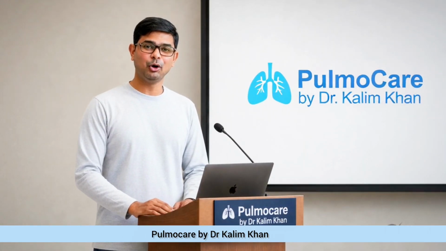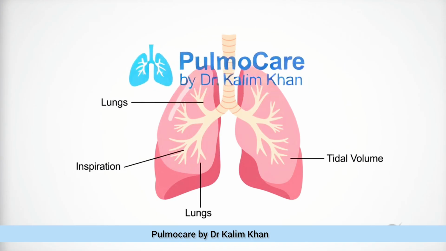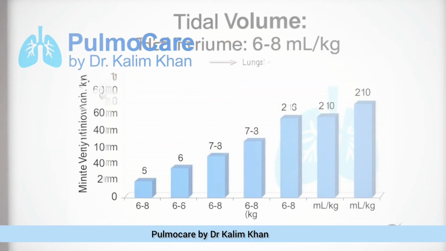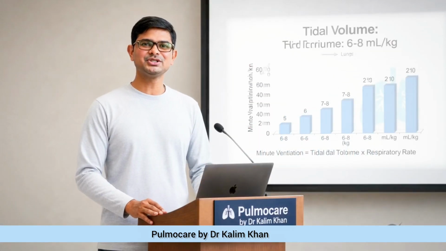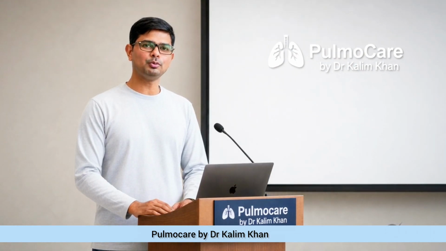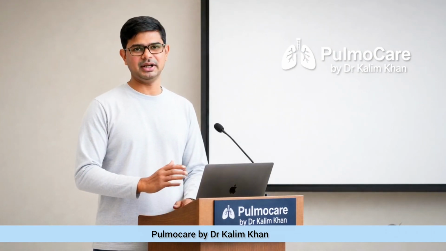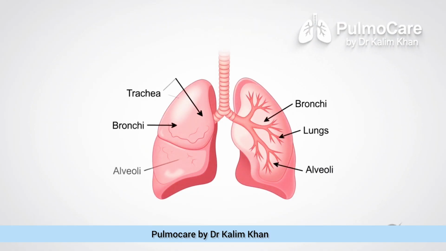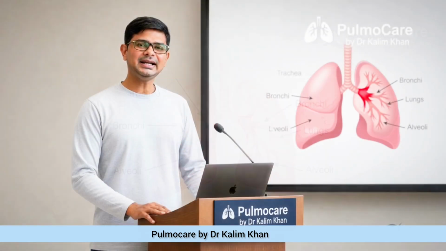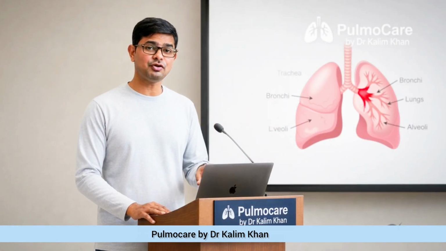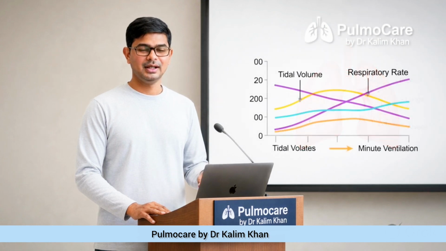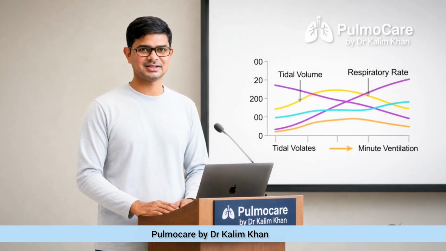Next, let's discuss tidal volume and minute ventilation. Tidal volume is the amount of air inhaled or exhaled during one normal breath. In adults, it is usually around 6 to 8 mL per kilogram of predicted body weight. Minute ventilation is the total volume of air entering or leaving the lungs in 1 minute. It is calculated by multiplying tidal volume by respiratory rate. Maintaining adequate minute ventilation is essential for proper carbon dioxide elimination. This ensures effective gas exchange in the lungs.